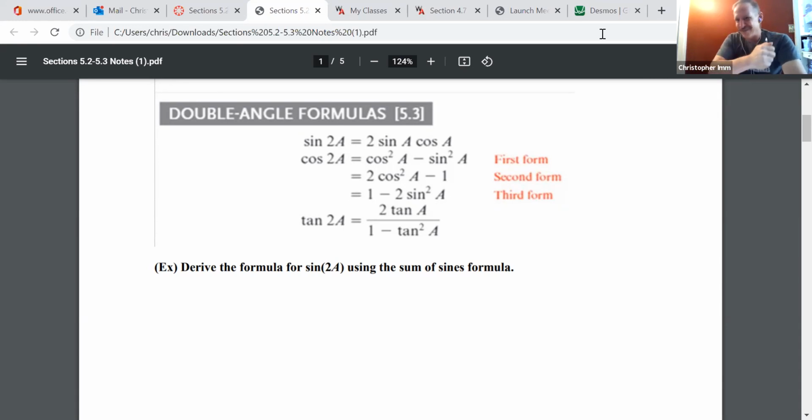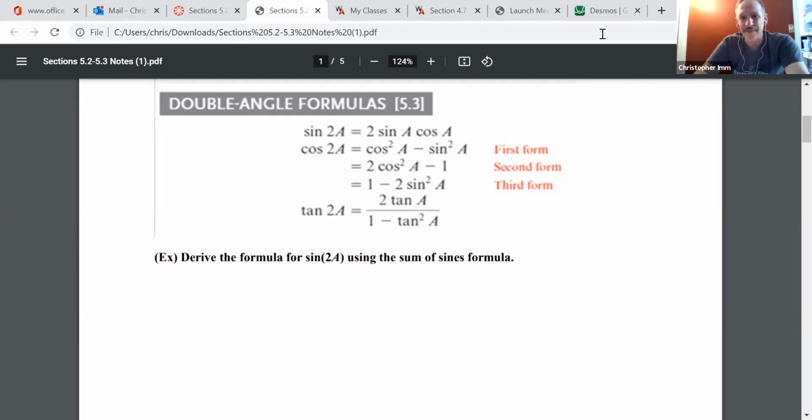It's due to that darn Pythagorean theorem because we know that we can replace sine squared by 1 minus cosine squared, and we can get an extra formula there, or you can replace cosine squared by 1 minus sine squared and you get another formula there. Tangent only has one version too. And by the way, tangent is sine over cosine of 2 times a. So you could derive that one that way.